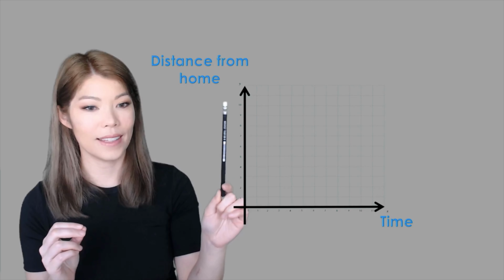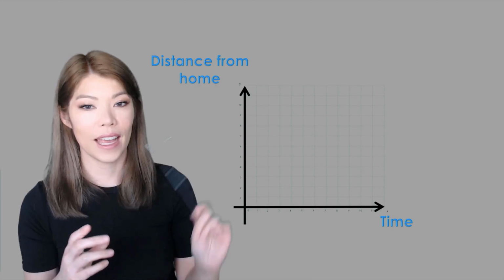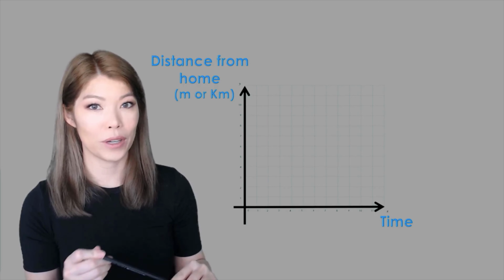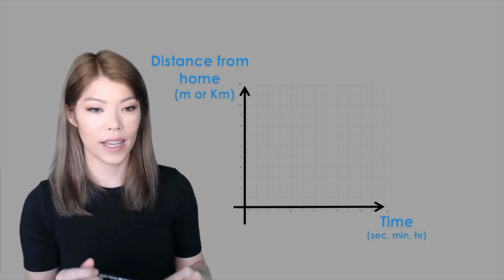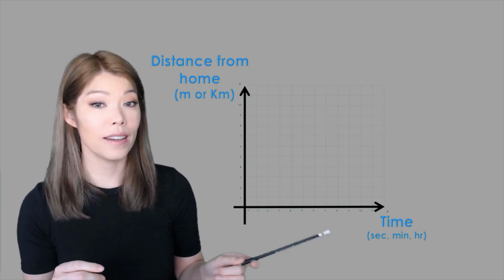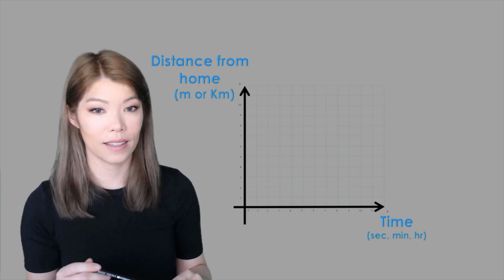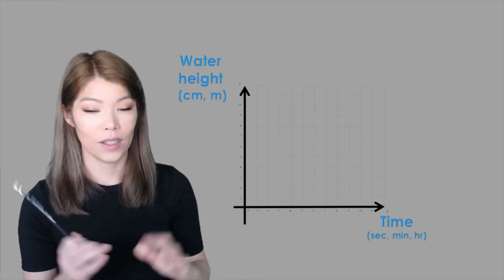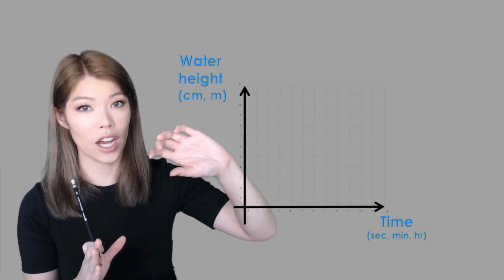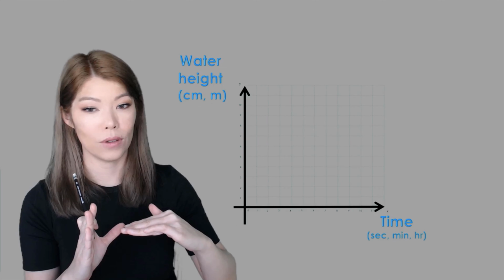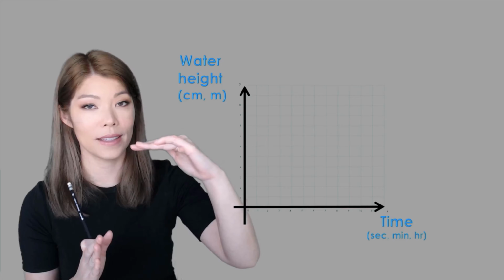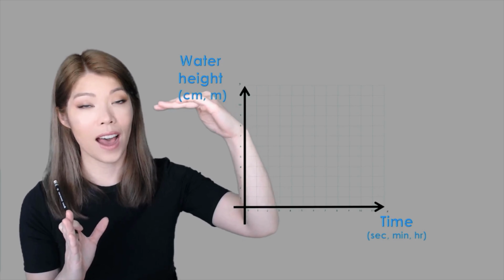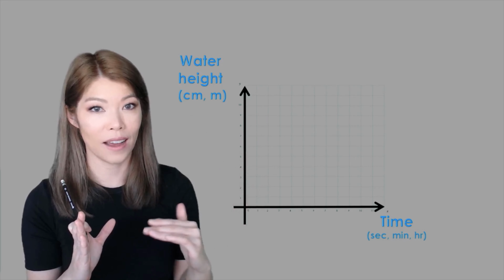Today we're going to look at distance and time, for example, and with distance we might have either meters or kilometers. Those are the ones we're going to look at today. And for time, we can have seconds, minutes, hours, whatever it is, you have to make sure that you label your axis accordingly. Then we're going to look at water height versus time. So for example, if you're filling up a jar or your cup, the water level height is going to slowly increase. But if you have a bucket with a little hole at the bottom and it's leaking, then the height of the water is slowly going down.